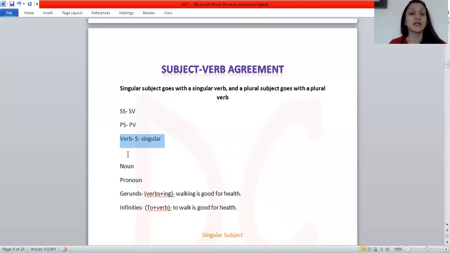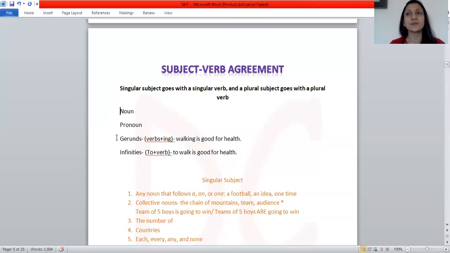Now, we know that nouns, pronouns, gerunds, and infinitives are basically my subjects. You may sometimes be tested on a phrase. So remember something very simple. Gerunds, infinitives, or phrases, if they are your subjects, you're always looking for a singular verb. Simple definition. With nouns and pronouns, it keeps changing, so I'm going to discuss that further. But with gerunds, infinitives, and phrases, always a singular verb you're going to look for. So identify, oh, a gerund is my subject. Where is my verb? Is it singular? Yes. Correct? No.